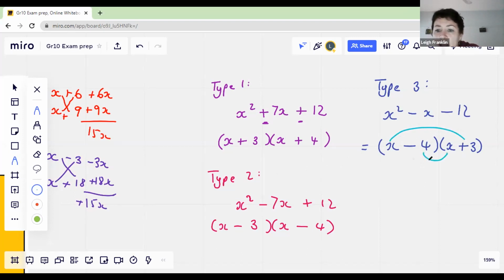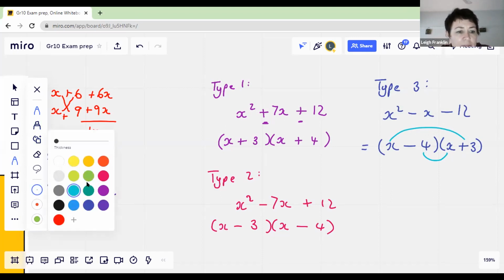So positive 3x minus 4x gives us the minus 1x in the middle. Okay, so when the middle term is negative and the last term is negative, one bracket is minus, one bracket is plus. But of the two factors, the larger factor is the one that has to be negative. Okay, now let me show you the fourth and final type.